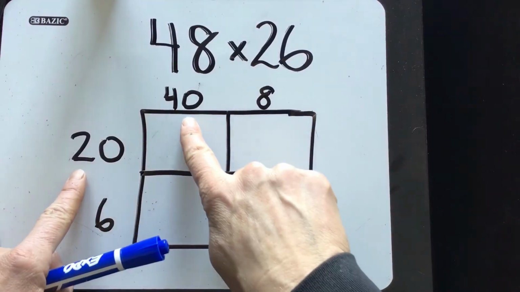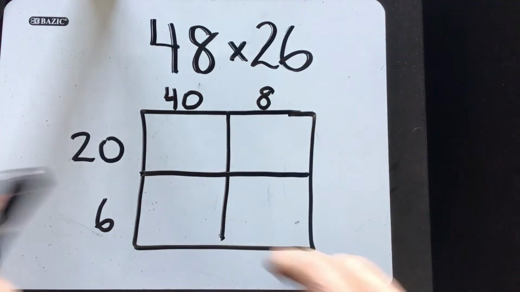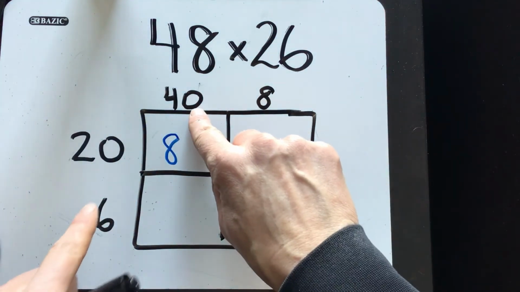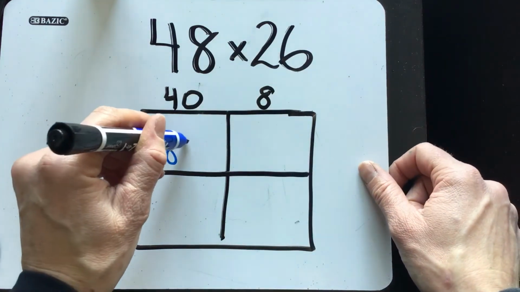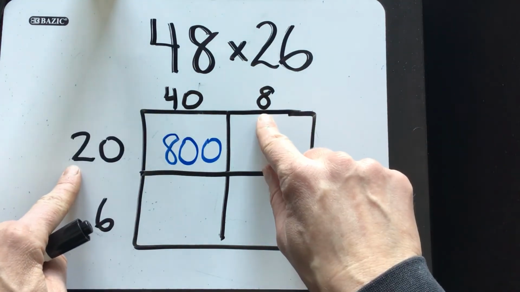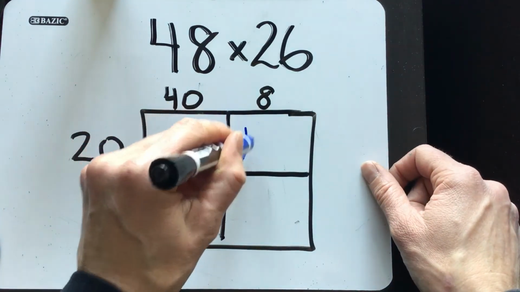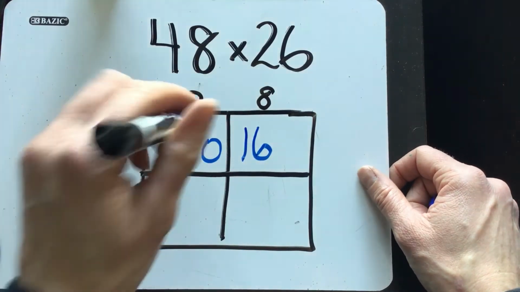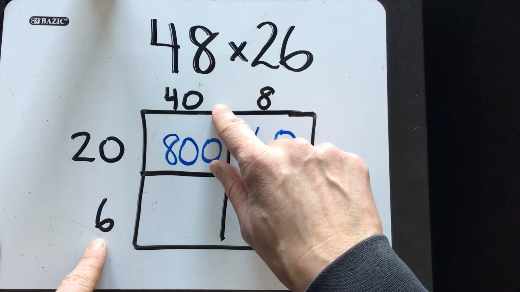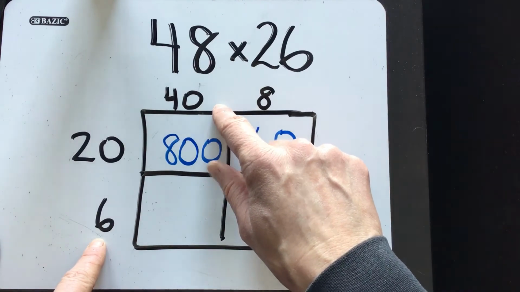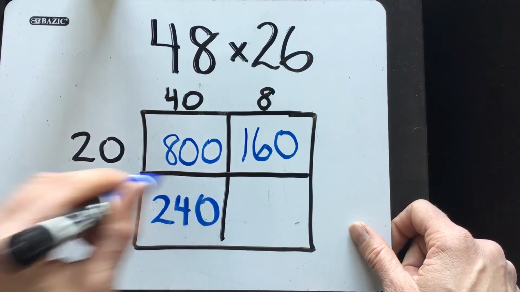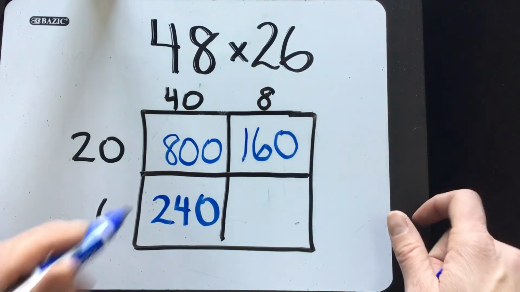So I'm going to multiply these two numbers, 20 times 40. So 2 times 4 is 8. I have to put 1 zero, 2 zeros on the end of it, so that means it's 800. Now I need to do 2 times 8, 16. Put a 0 on the end because it's 20 times 8 actually. Then I go 6 times 40. So I ask myself, what's 6 times 4? Put a 0 on the end, so it's 240. And I go 6 times 8, 48.